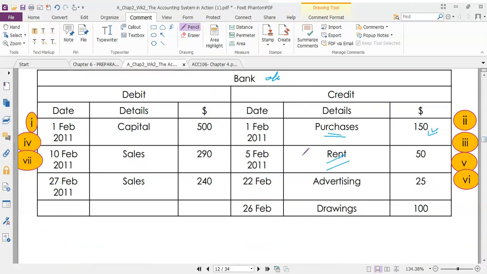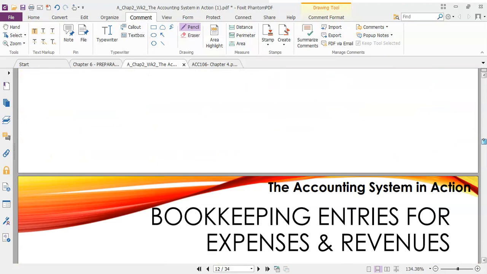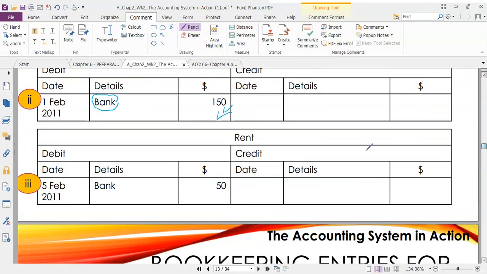So in the bank account on 5th February, rent on credit, 50 ringgit. Bank account on credit side 50 ringgit. We put under the details rent account. Now let's look at the T ledger for rent account. Because rent is our expenses, an increase in expenses, we put under debit side. So debit 50 ringgit, details bank.